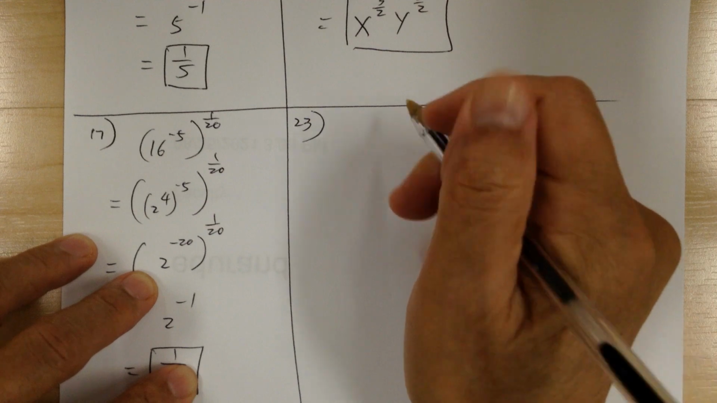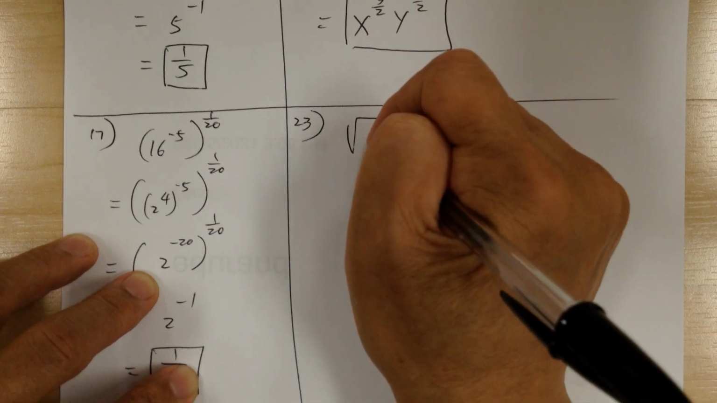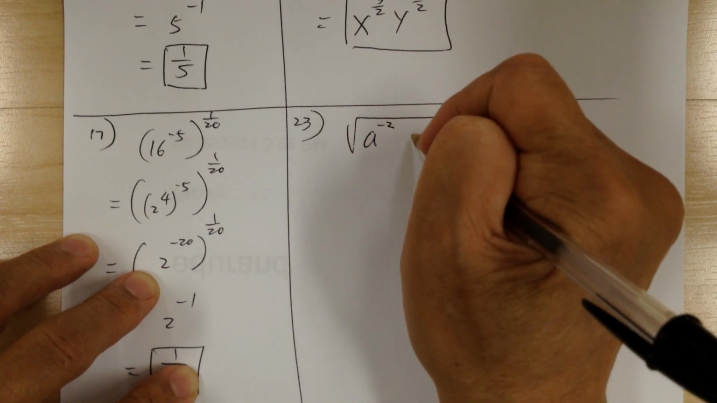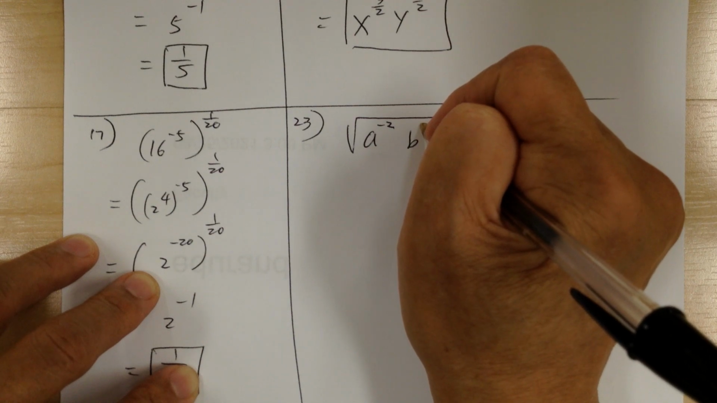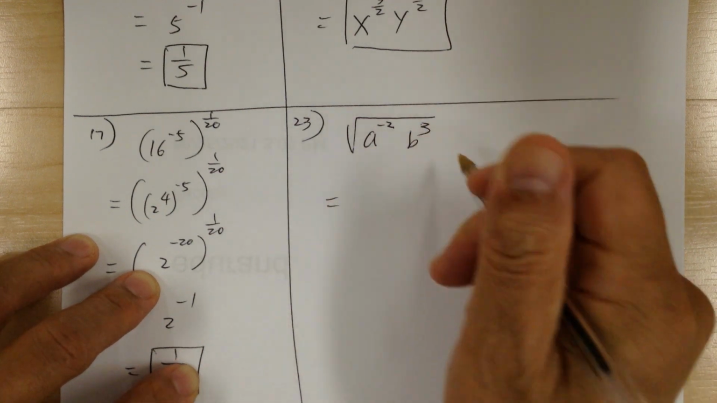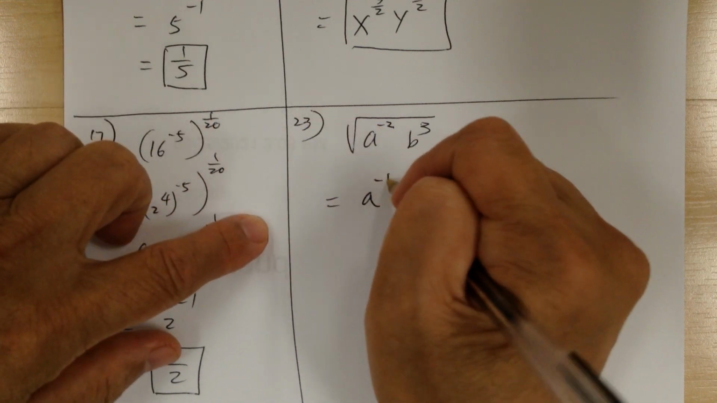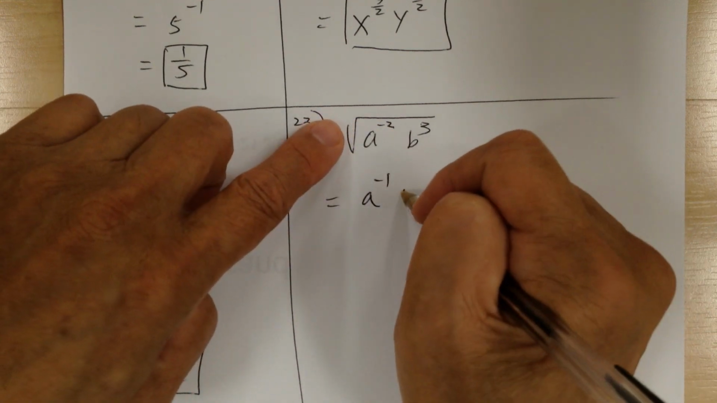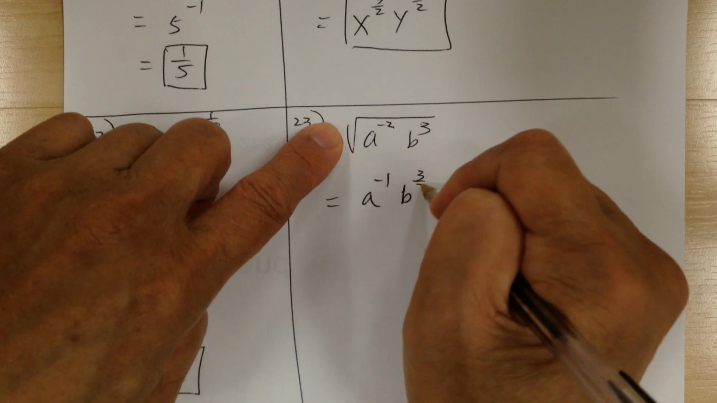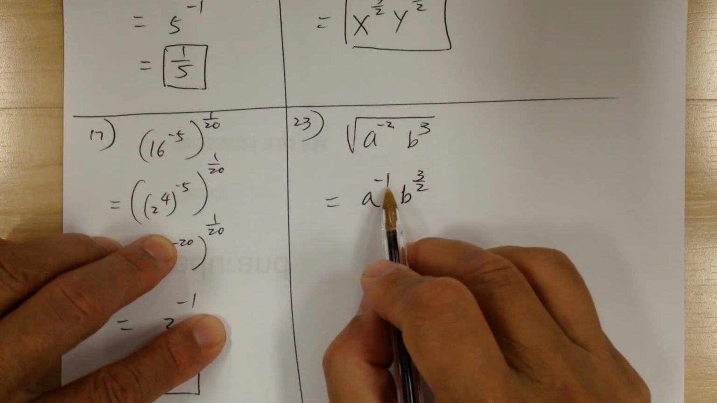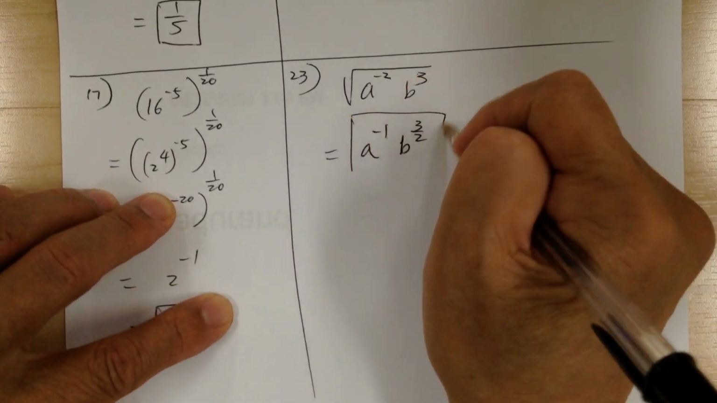Okay, 23. You got square root of a to the negative 2, b to the 3. Okay, again, that's a 2 over here, so it becomes a to the negative 2 over 2, which becomes negative 1, and this would be b to the 3 over 2. Okay? So again, negative 2 over 2 is negative 1.